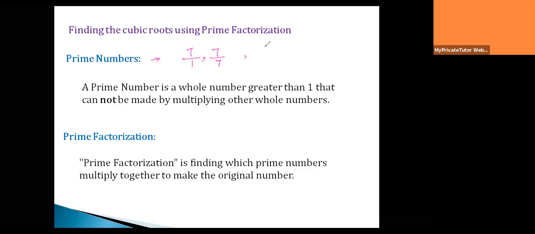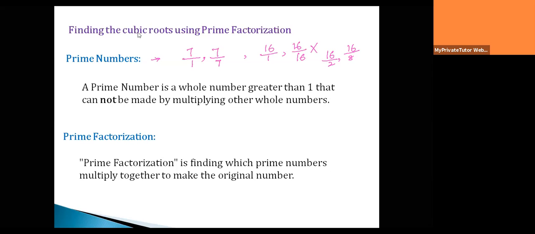For instance, you can take 16. 16 can be divisible by 1. 16 can be divisible by 16. Is this a prime number? It is not, right? Because 16 is also divisible by 2. 16 is divisible by 8, and even 4. So 16 is not a prime number. So what are the prime numbers? A number divisible by 1 and itself.